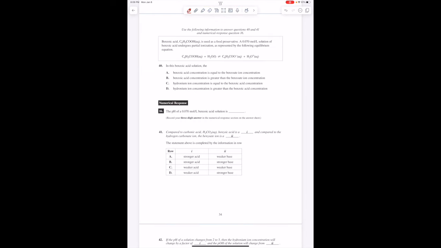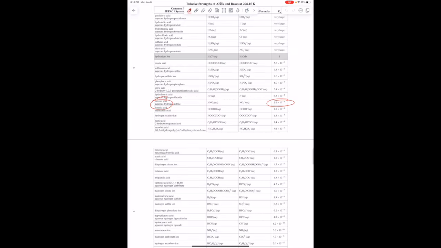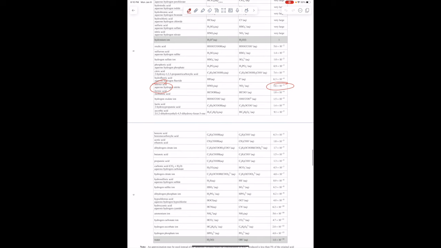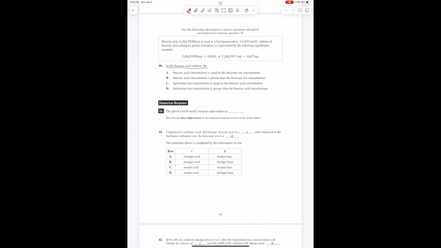Are we almost done? Holy cow. In this benzoic acid solution, the benzoic acid concentration is equal to the benzoate ion concentration. So benzoic acid, that's on our chart. Where is it? Right there. So here's what I know about it. It's a weak acid, okay? If it's a weak acid, that means it favors reactants heavily.